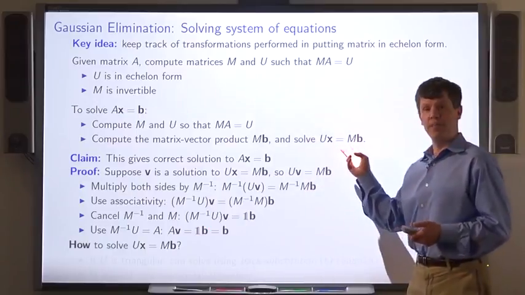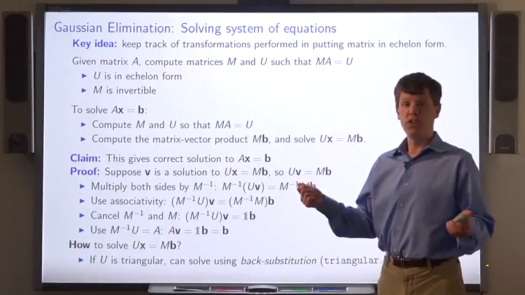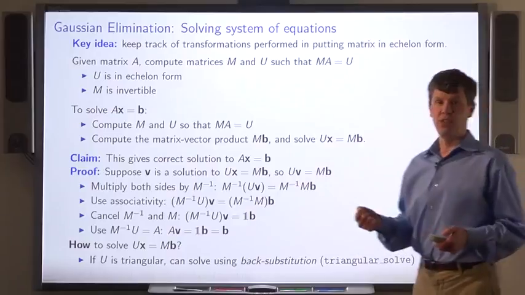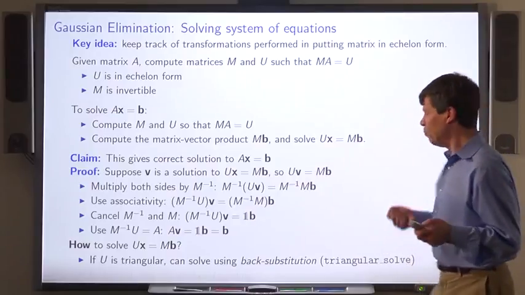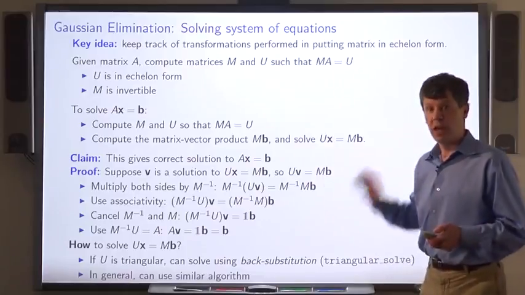But why is this matrix vector equation any easier than the original one? Well, if U is triangular, then we can solve it using back substitution. And more generally, U is in echelon form, and we can use a similar algorithm.